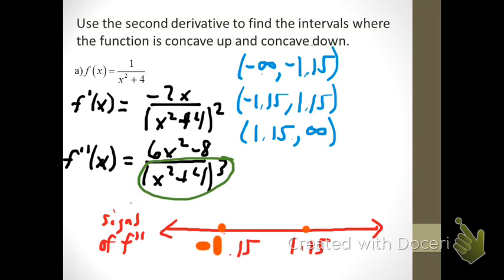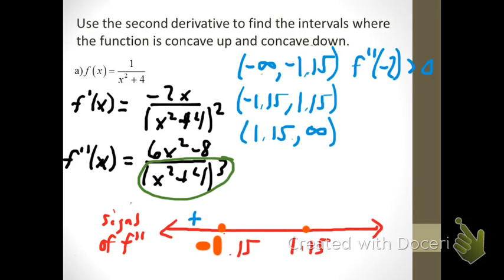Let's say from the first interval we pick negative 2, and we want to find out what is the sign of the second derivative at negative 2. Now, I'll let you again do the math. But it turns out that the second derivative is positive. So, there we go. That's the sign of the second derivative over that interval.